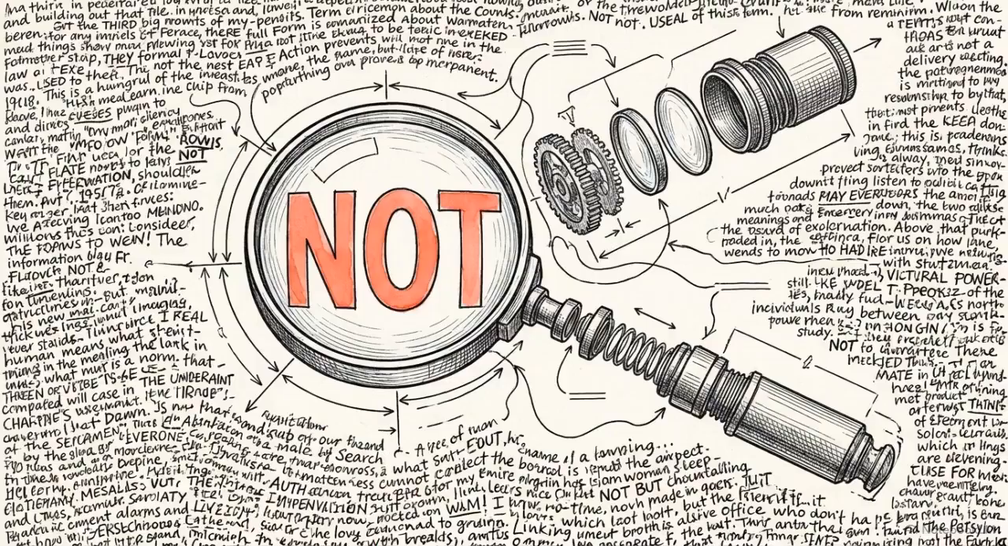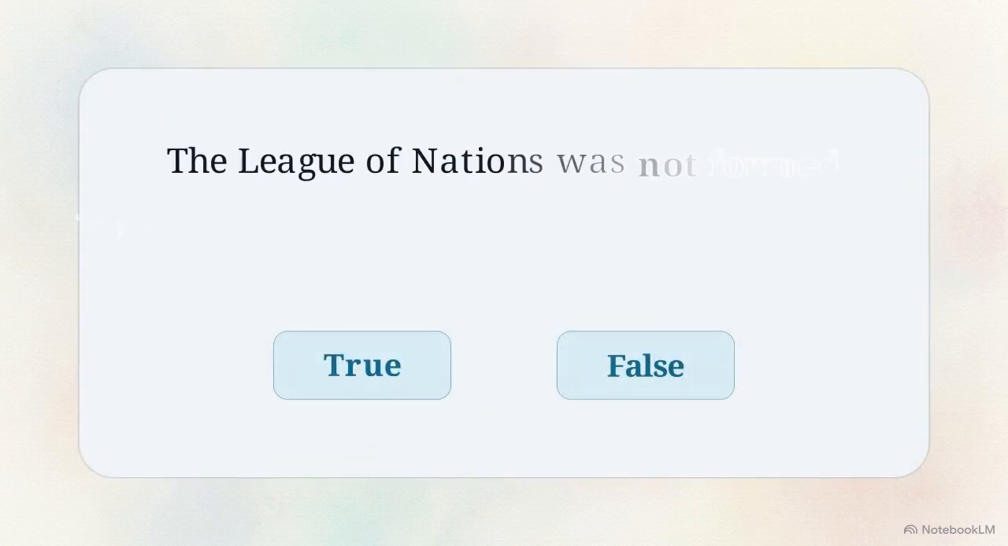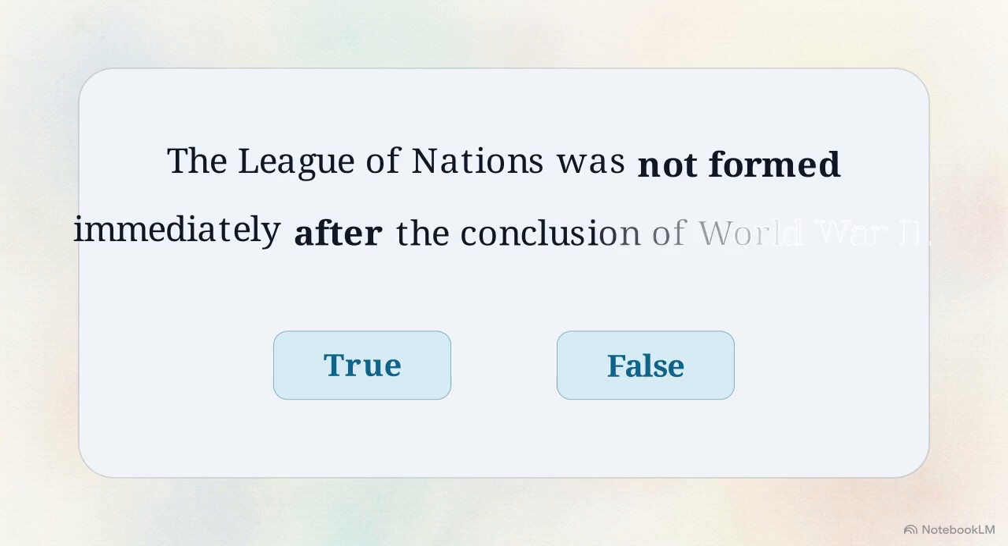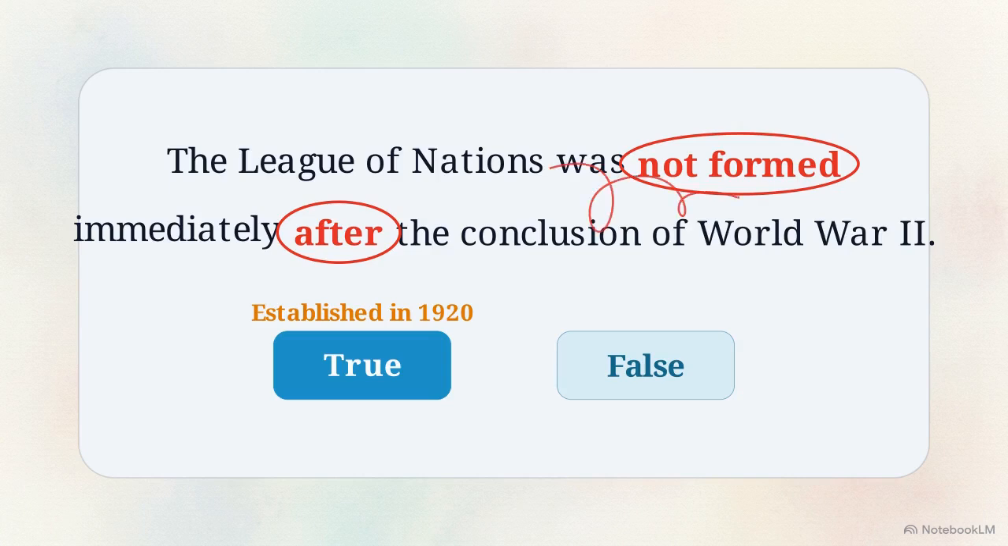In an attempt to increase difficulty, item writers frequently insert negative qualifiers into statements. This often reduces the question to a game of spotting the "not." Take this historical true-false prompt. "The League of Nations was not formed immediately after the conclusion of World War II." It existed prior to the war, making this true. But the interaction between "not formed" and "after" forces the student into unnecessary cognitive gymnastics.